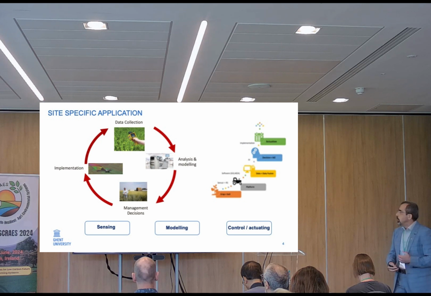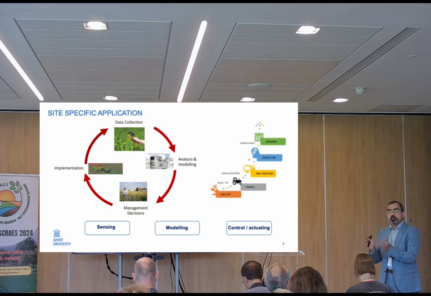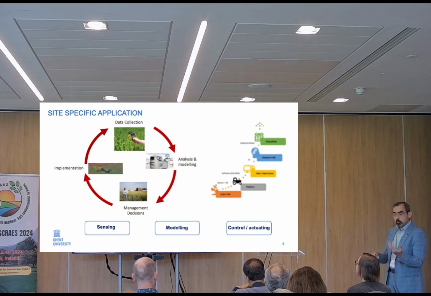in the soil. And lastly, once I know what the spatial variability is, I would like to create a decision support system to tell me how much fertilizer I should apply at different zones in the field. So it's sensing, modeling, and control.